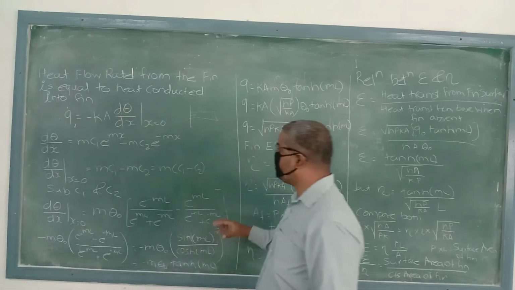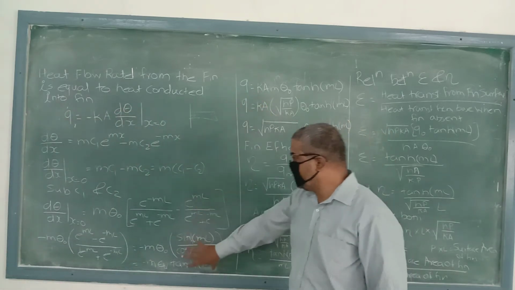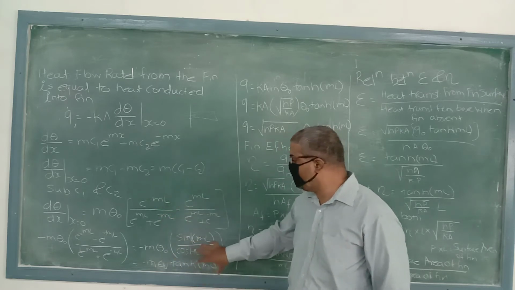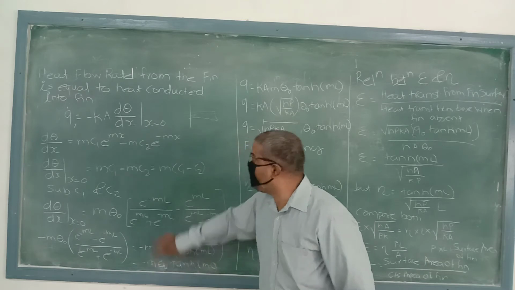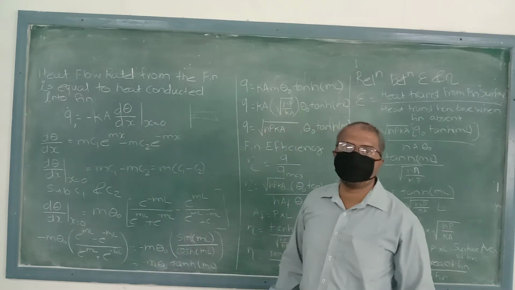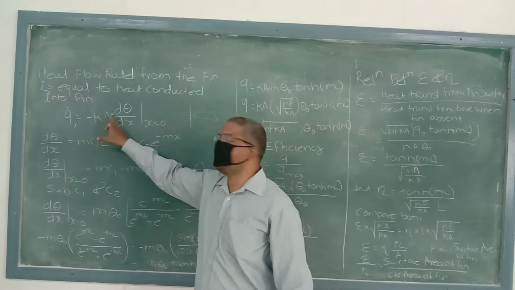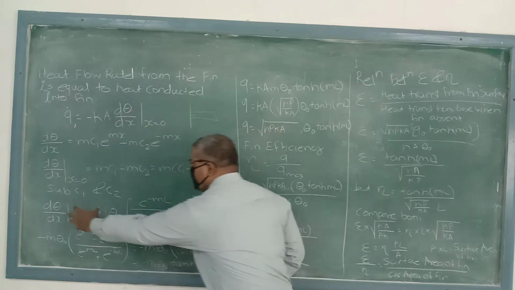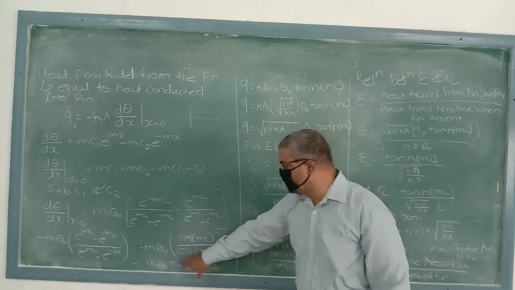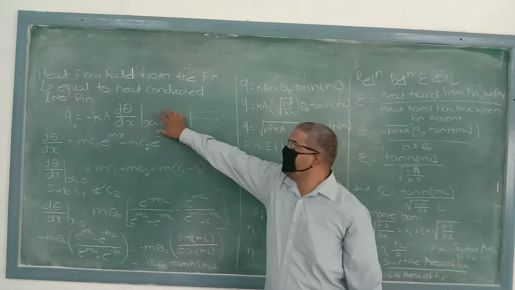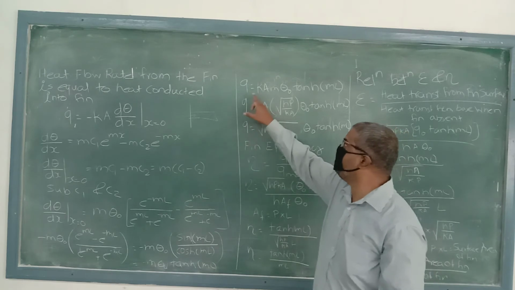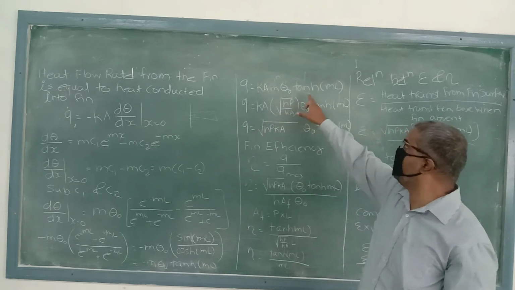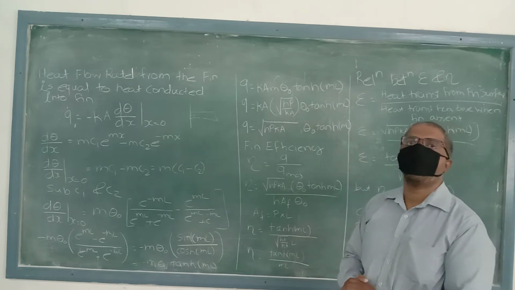Now we are writing this dθ/dx at x = 0 that we have calculated. We are going to substitute this value in the Fourier equation, which is q = -k A dθ/dx at x = 0. So the equation becomes q = kA m θ0 tanh(ml).